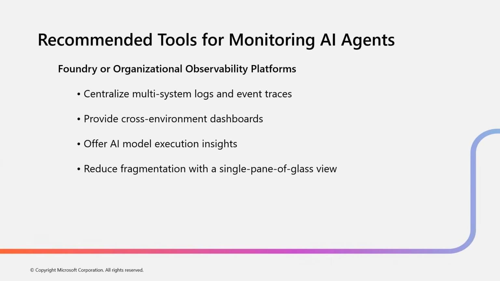For larger enterprises with complex agent ecosystems, centralized observability platforms like Foundry become essential. They centralize multi-system logs and event traces into one place. They provide cross-environment dashboards so you can compare agent performance across different deployments. And they offer AI model execution insights that individual tools may not have.